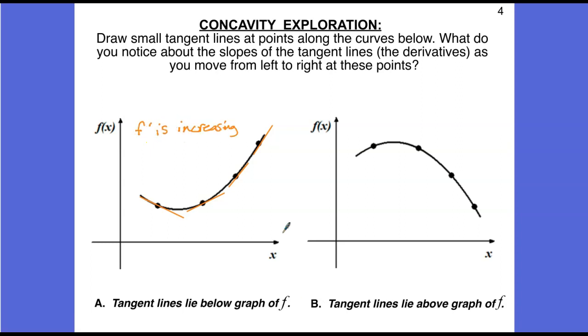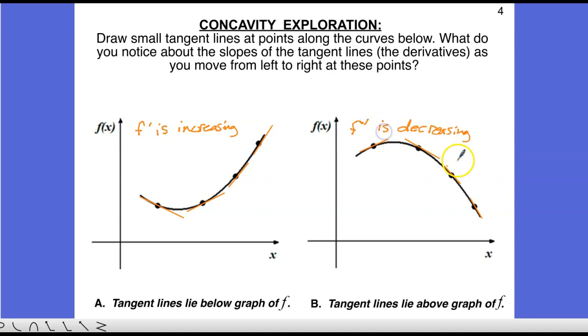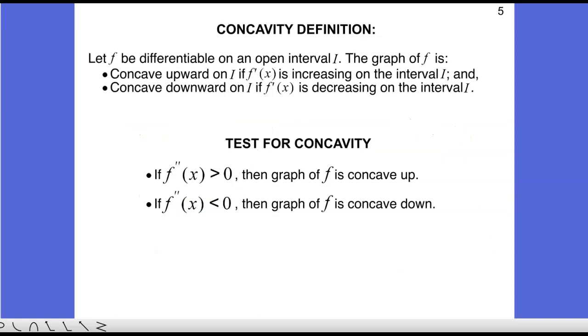In part B, we have tangent lines lying above the graph of f. In this example, we can see that we're going from a positive slope, or f prime, to a negative value, and the slopes are getting steeper and steeper in the negative direction. So this means that f prime is decreasing. Now you'll also notice that in this case our function f of x is concave up, and this function is concave down.